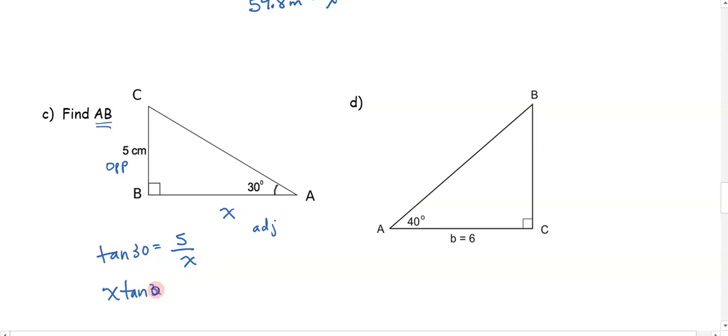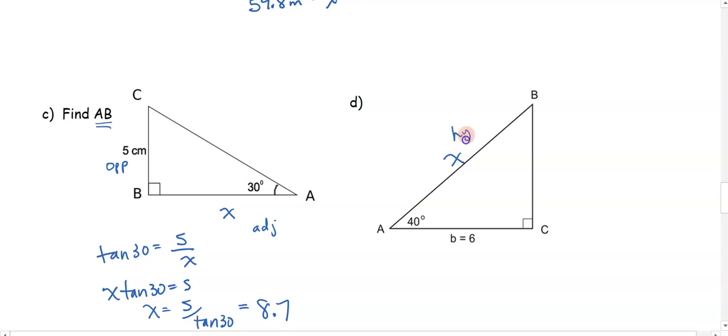So x tan 30 equals 5. Now divide both sides by tan 30. And then I would type that into my calculator, 5 divided by tan 30, and you would get that. The length of x is 8.7. All right? And again, here, if we want to find AB, that's now our hypotenuse.